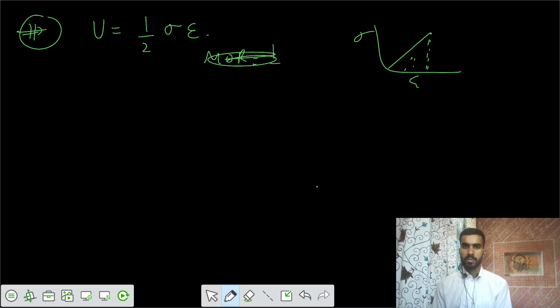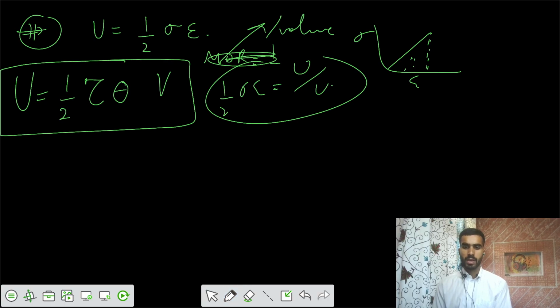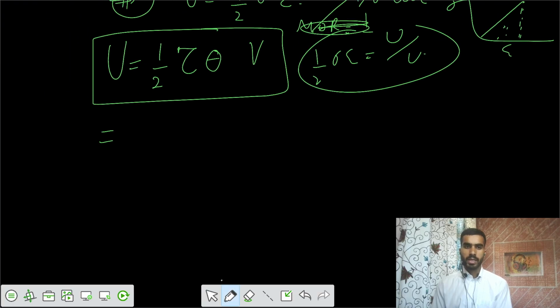Similarly, this was your modulus of resilience, which is per unit volume. This is strain energy per unit volume, that is 1 by 2 sigma epsilon. Similarly, if you take total strain energy because of torsion, that is 1 by 2 tau into theta, and you write the value of volume. I know the value of theta from the equation tau equals G theta.